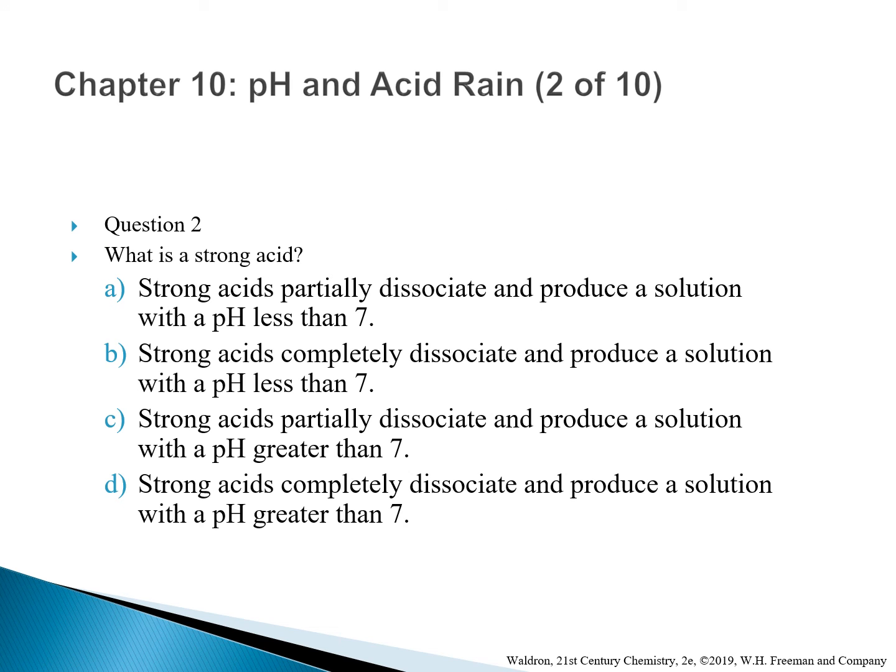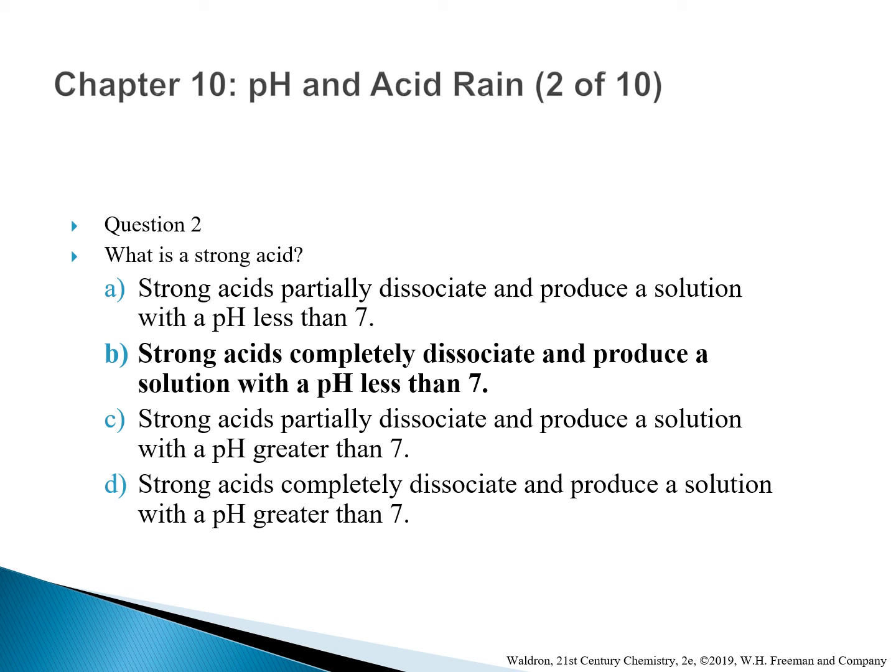Question 2. What is a strong acid? A. Strong acids partially dissociate and produce a solution with a pH less than 7. B. Strong acids completely dissociate and produce a solution with a pH less than 7. C. Strong acids partially dissociate and produce a solution with a pH greater than 7. D. Strong acids completely dissociate and produce a solution with a pH greater than 7. Please pause your video here.